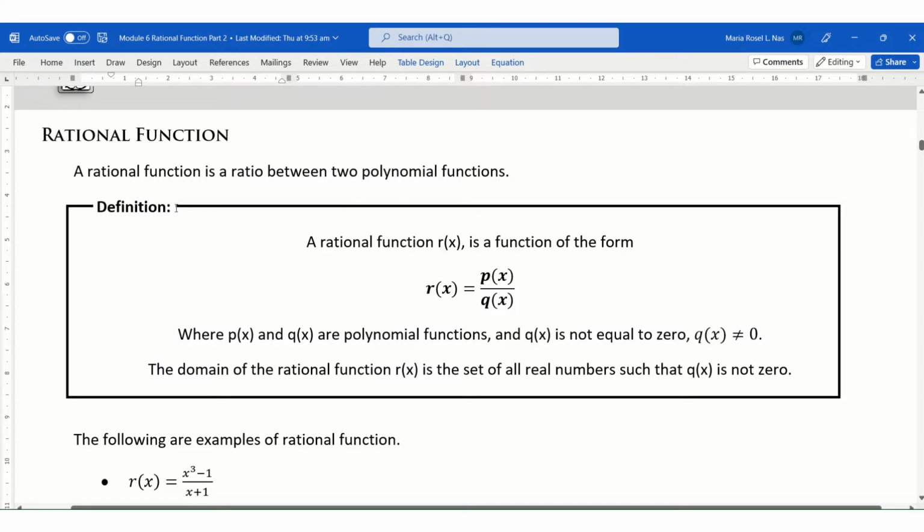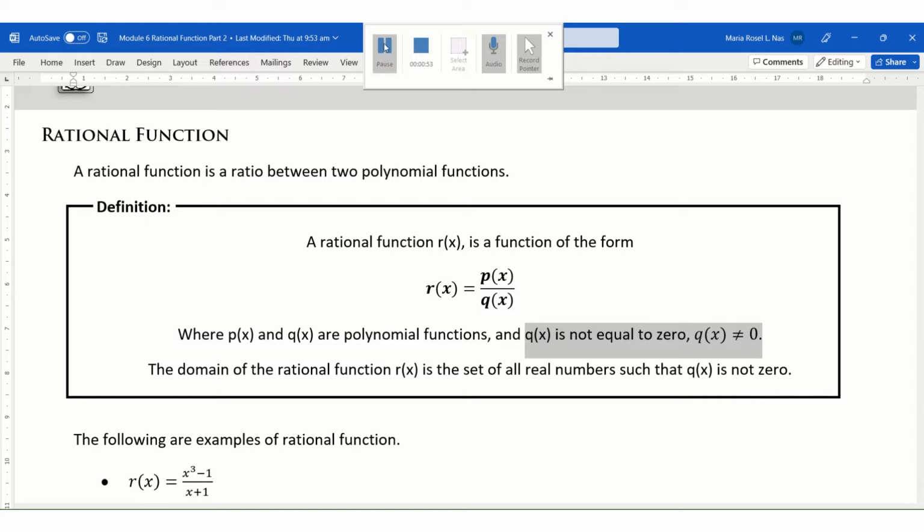So the technical definition of a rational function is that a rational function r of x is a function of the form r of x is equal to p of x divided by q of x, where p of x and q of x are polynomial functions and q of x must not be equal to 0. So take note, yung denominator natin, q of x must not be equal to 0. The domain of the rational function r of x is the set of all real numbers such that q of x is not equal to 0.